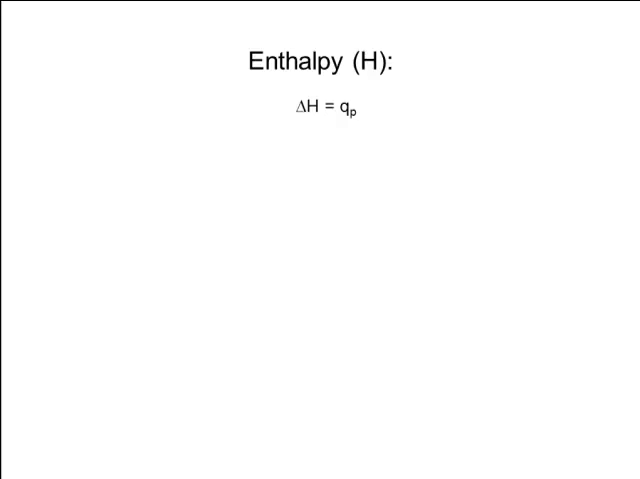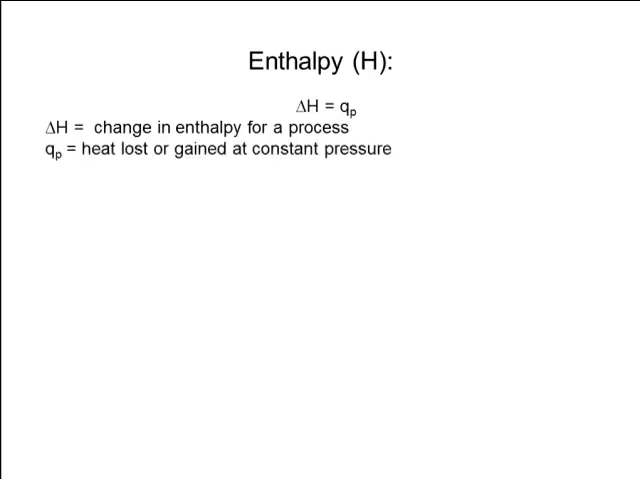In this case, we're going to have delta H equal to Q sub P. Now, delta H stands for that change in enthalpy for a process. Remember, delta represents final minus initial, so delta H could also be H final minus H initial. Q sub P is the heat lost or gained at constant pressure. That's all it means. So delta H of an overall process equals H final minus H initial, which is going to be equal to the heat lost or gained in that process.